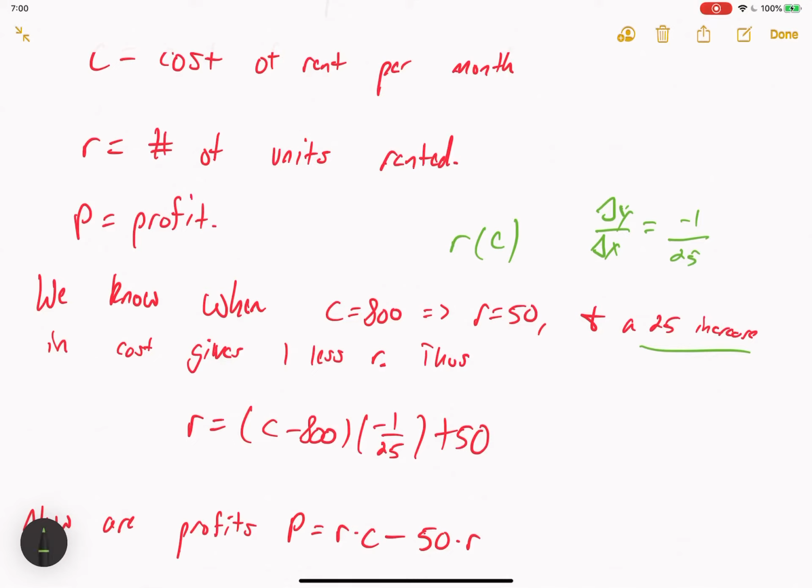You could do the equation of a line passing through 2 points, which would be h25, 49. Or you could use the fact that this is equal to your slope, and then you use point slope.